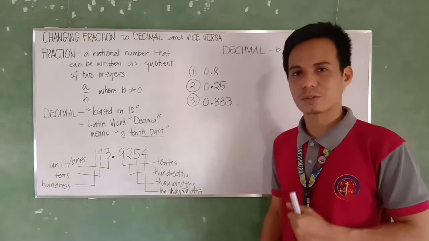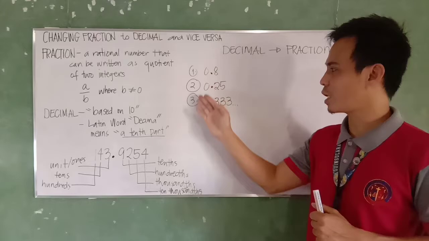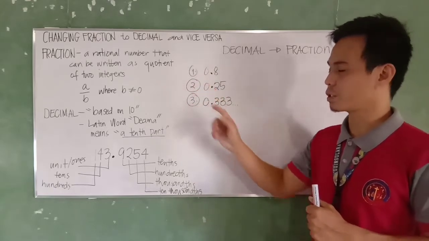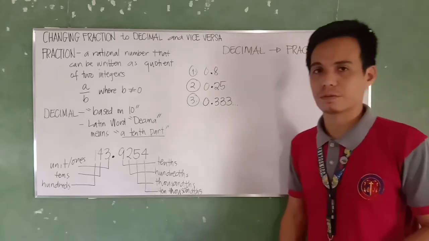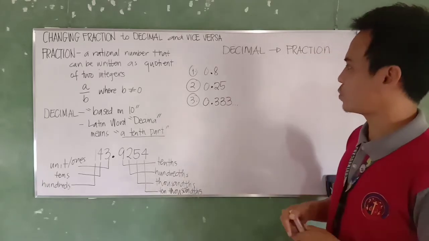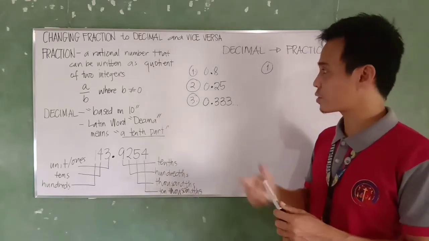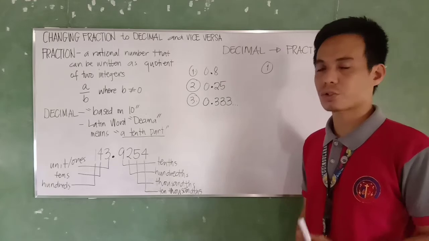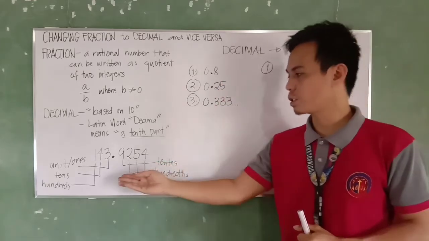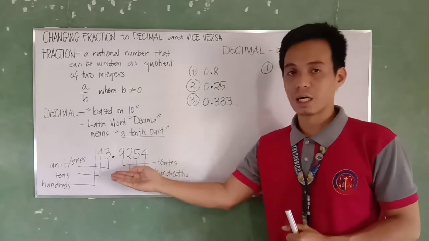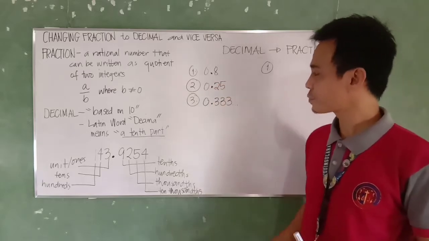So, kabaliktaran naman yung ginawa natin kanina. Okay, I have here decimal numbers, 1, 2, 3. So, let's try transforming this one into a fraction. Okay? So, let's try example number 1. Number 1 is 0.8. So, how to change this one into fraction, guys? Babalik tayo dito sa kanyang place value.